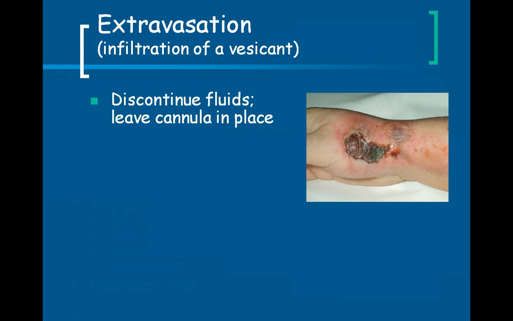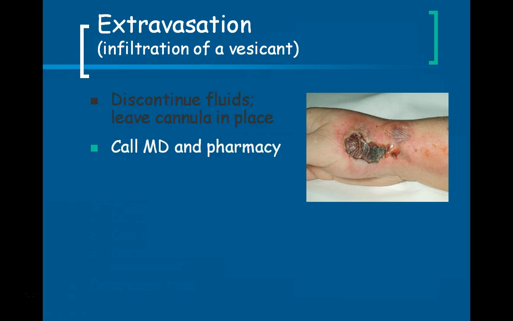So if we have an infiltration of a vesicant, same as with a regular infiltration, we stop the fluids but leave the cannula in place. So don't take the IV out, leave it in. And the reason why is sometimes there's an antidote that we can inject through the cannula into the tissue that helps. So discontinue the fluid but keep it in place. Call the physician and the pharmacy, and the pharmacy will tell us if there is an antidote that we can use. The physician has to order it though.